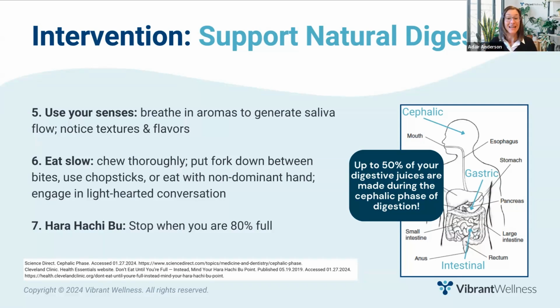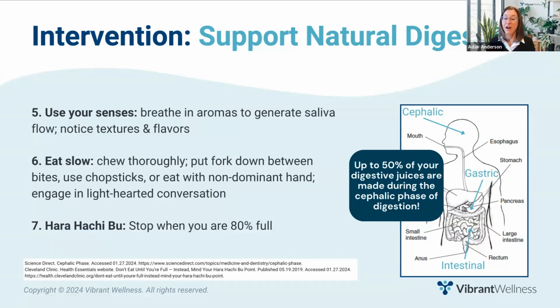Number 6, eat slow. Many of my clients are fast eaters, swallowing food before it's even fully masticated. Tips to help them chew more thoroughly include putting the fork down between bites, using chopsticks, or eating with a non-dominant hand. Engaging in lighthearted conversation can also promote slower eating.